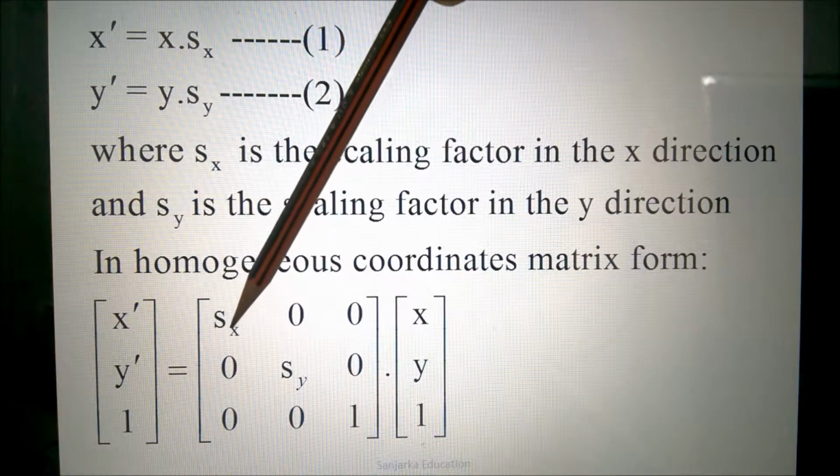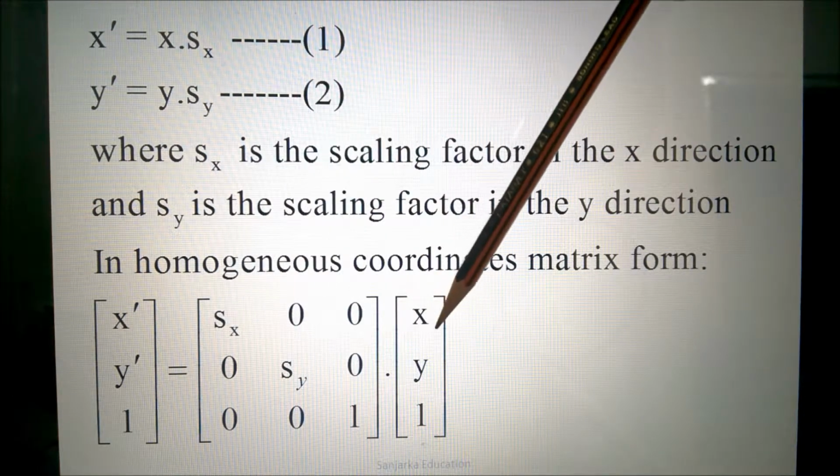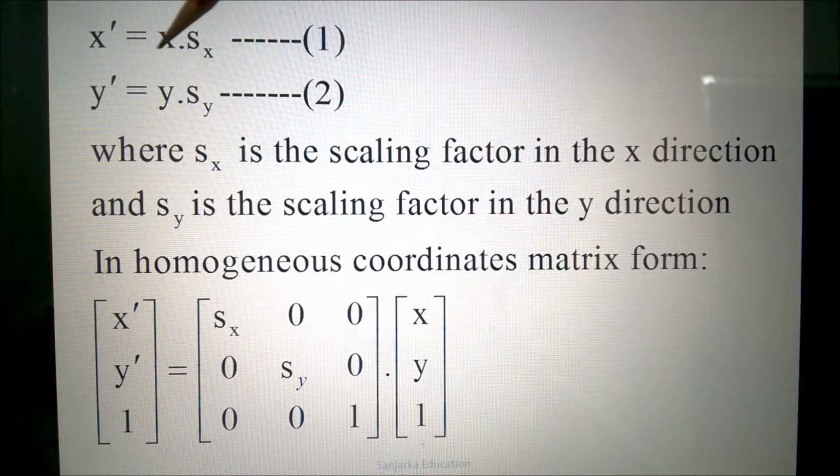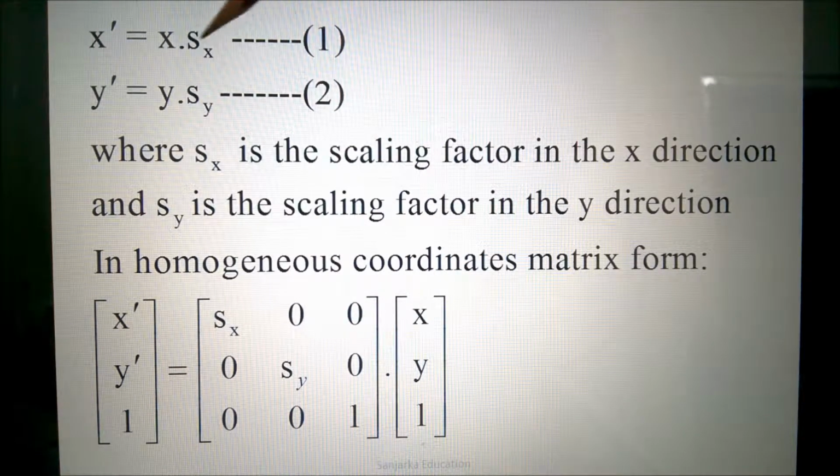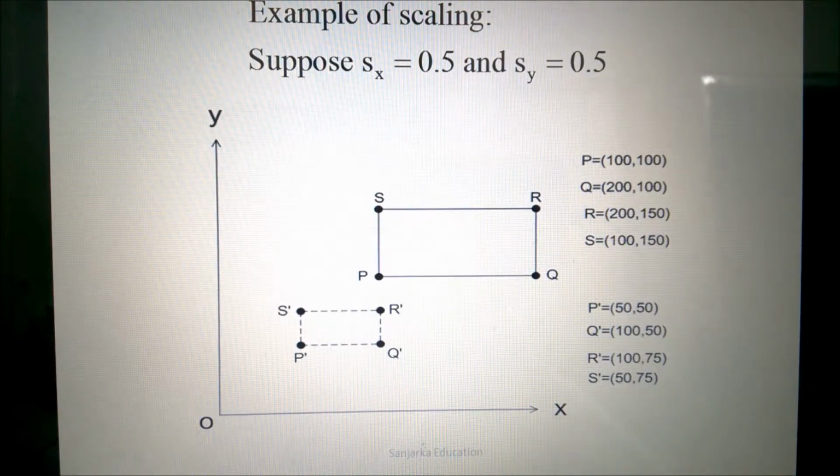You can see Sx is multiplied with x, and the other terms are 0, therefore x dash should be equal to x into Sx. Therefore this matrix is nothing but these two equations. And then we will take an example here.